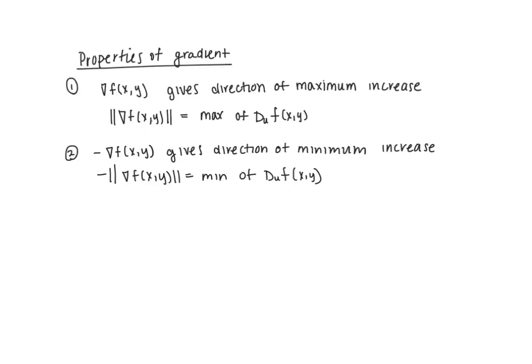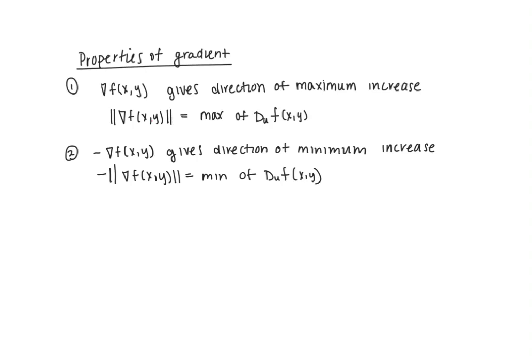Some useful properties of the gradient. The gradient is going to tell you the direction of the maximum increase, so you could solve for the direction there. And the magnitude is the value of the maximum increase. Remember, the gradient is a vector. So if you wanted to know which way you should go to have the maximum increase, you would find the gradient, which tells you the vector. And then you could find the magnitude of that vector, and that will tell you the maximum rate of change.